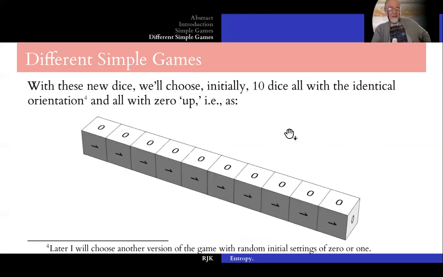And we're going to start talking about games having initially 10 dice, all with the identical orientation. So all of them will be 0 up. All of the front ones will have 1, and the white one will have 0. At some point later, I'm going to change the version of the game with random initial settings of the dice, but for the start, we're only going to be dealing with initial sets of all 0. So all identical orientations.